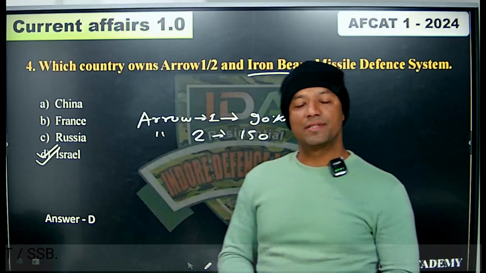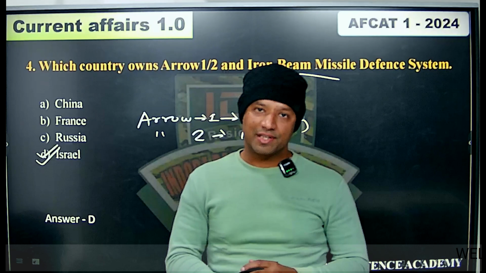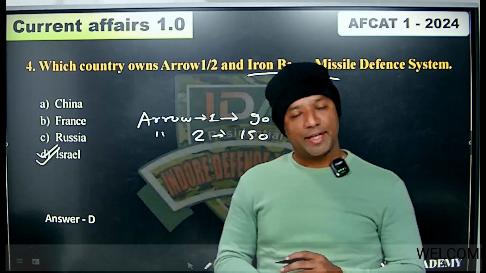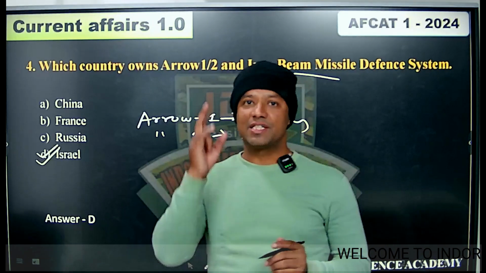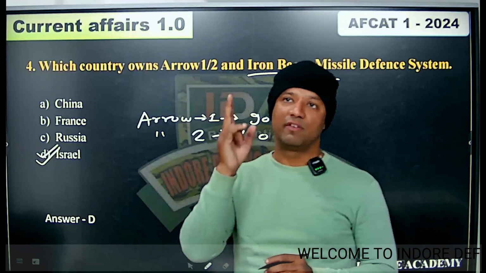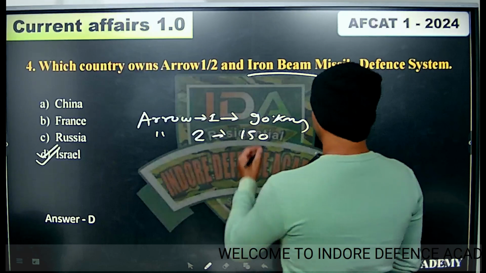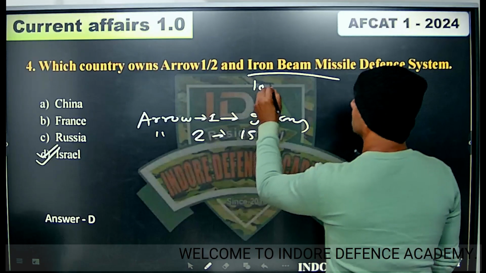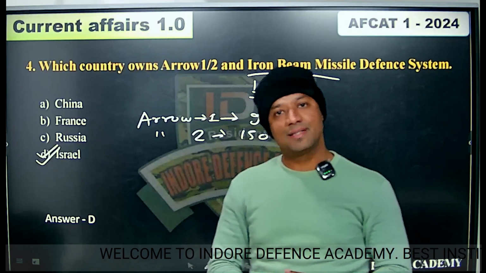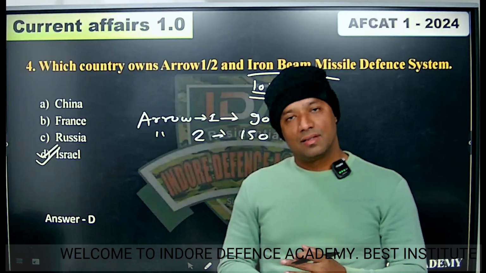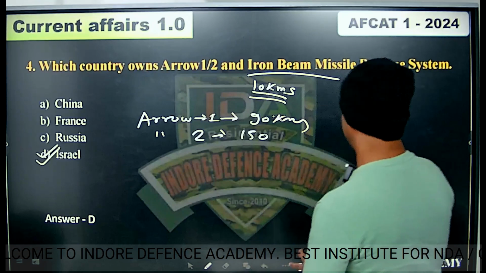So Iron Beam is a future technology. They are trying to induct it into the Israel Defense Forces in 2024, and it has no kind of ammunition, no kind of rocket. They just have a laser beam by which we can destroy any kind of upcoming missile. Okay, the range of Iron Beam is 10 kilometers. So within 10 kilometers, it can easily select the missile and easily destroy it. Okay, my friends, coming to the next.